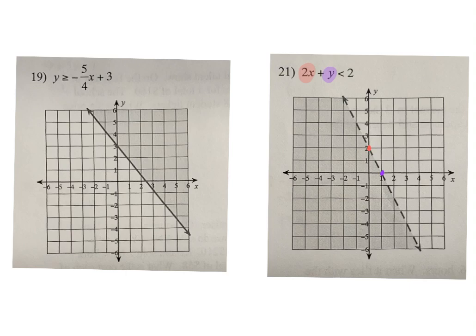This particular one is dashed. Dashed because I do not have an or equal to, okay? Now, to determine which way I'm going to graph, I have to look at this y. If there is a positive in front of the y, I'm going to graph it however it looks. It's smaller, so I graph below it.